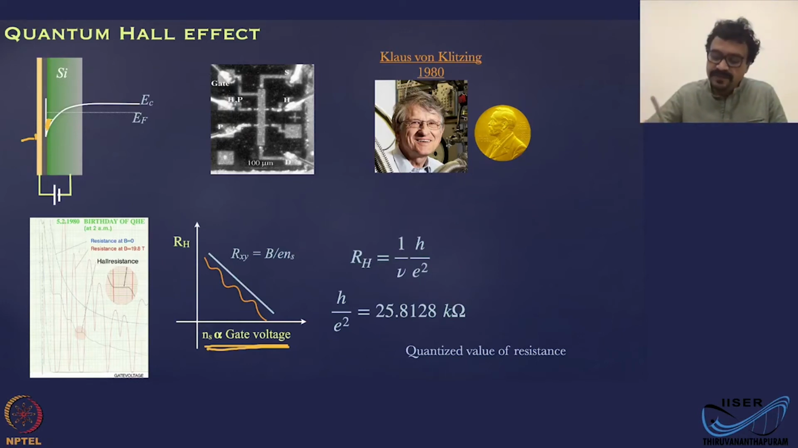Now, as far as the classical Hall effect is concerned, until this phenomenon was discovered, you have Rxy equals B by e into NZ. That means when you vary the carrier concentration by the gate voltage, there should be a reduction in the Rxy, which is the Hall resistance. So what is expected as per classical physics is this linear, straight line. Now what was observed is something like this.